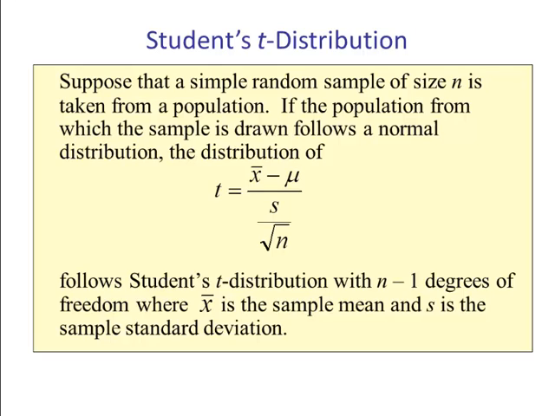If the population from which the sample is drawn follows a normal distribution, the distribution of t equals x bar minus mu divided by s divided by square root of n follows a student t distribution with n minus 1 degrees of freedom, where x bar is the sample mean and s is the sample standard deviation.